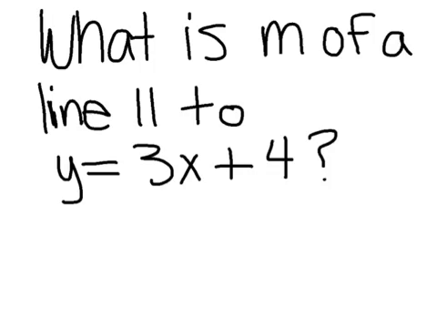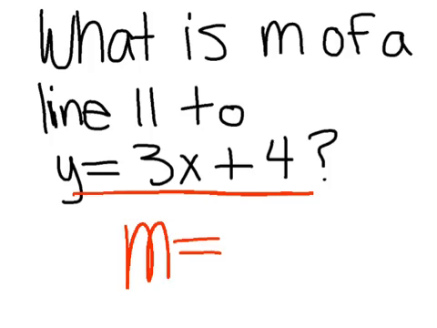Alright, walk by alert. If the line is parallel to this line, what's that mean? Their slopes are what? They're the same, which means our m for our new line, or line parallel to this line, will be 3.